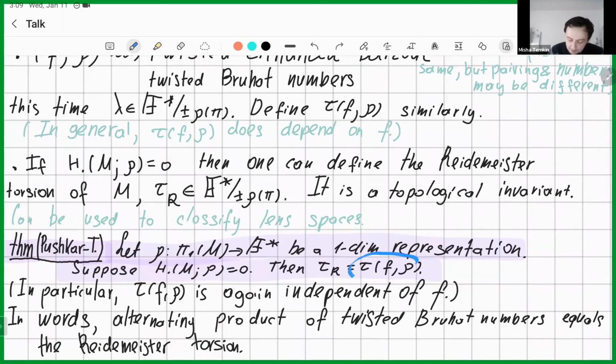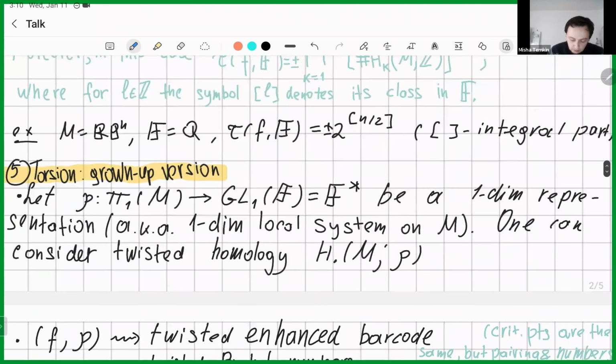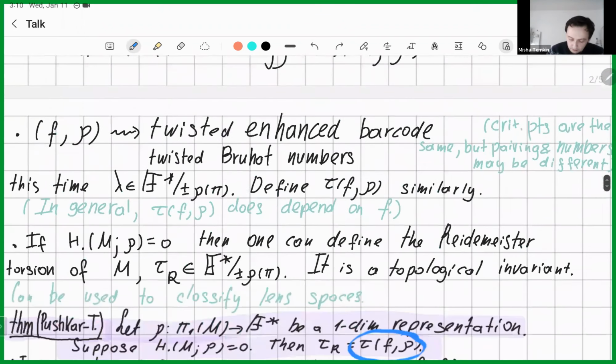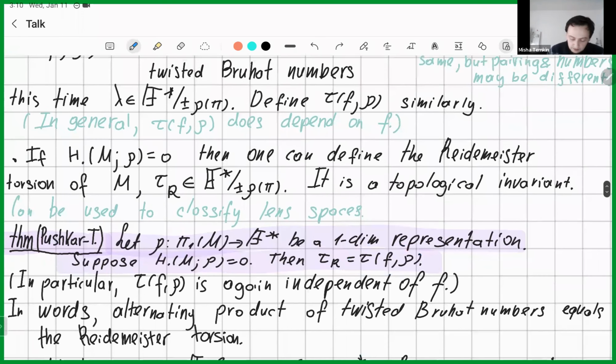So this tau, which was defined similarly to this formula, equals the Reidemeister torsion, which is a classical invariant, and of course the Reidemeister torsion itself doesn't have anything to do with Morse theory. It's just a part of algebraic topology. Here M need not be a manifold, even just some topological space with an acyclic local system on it has the Reidemeister torsion.